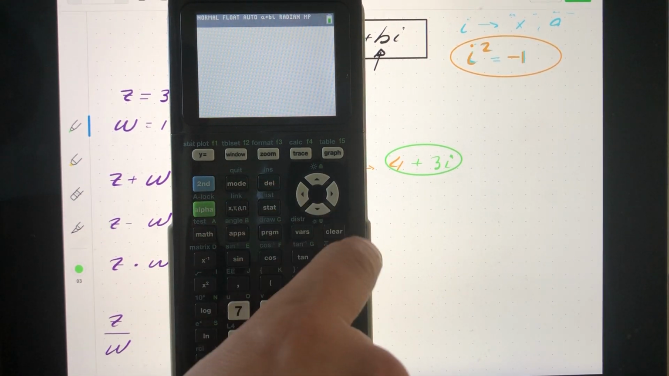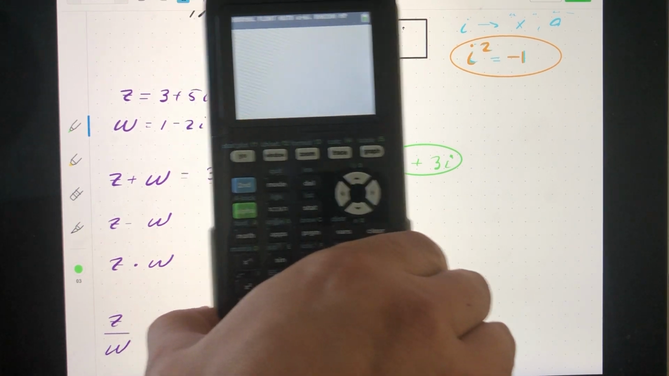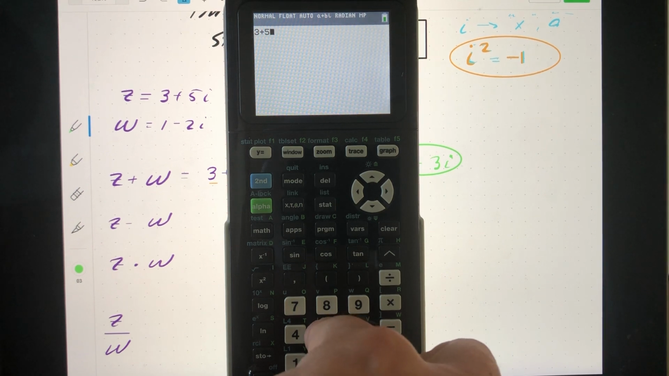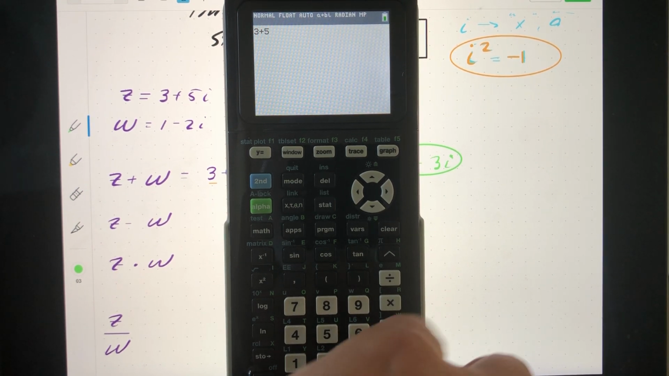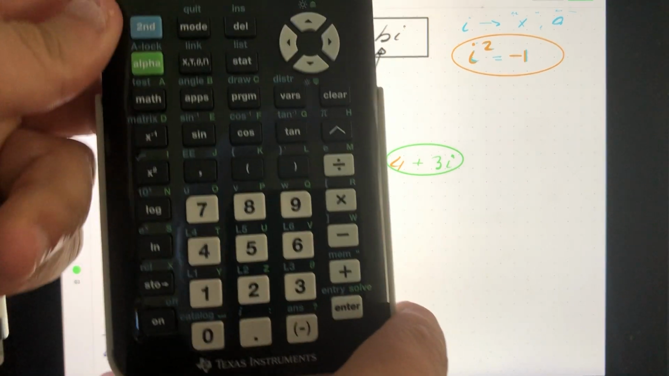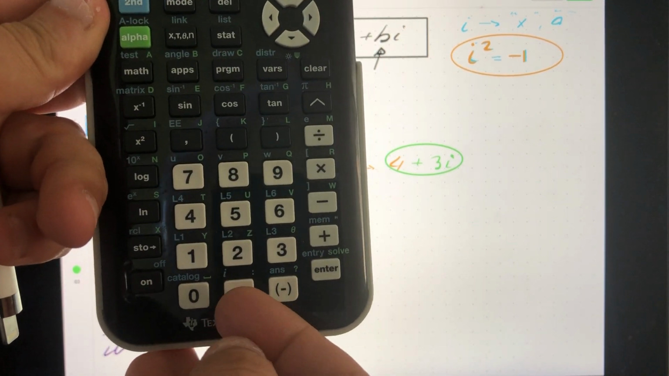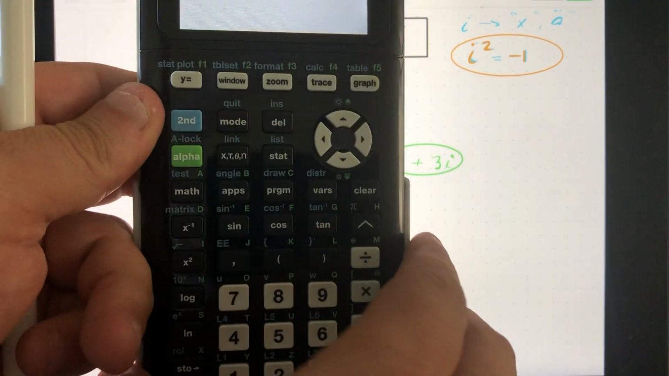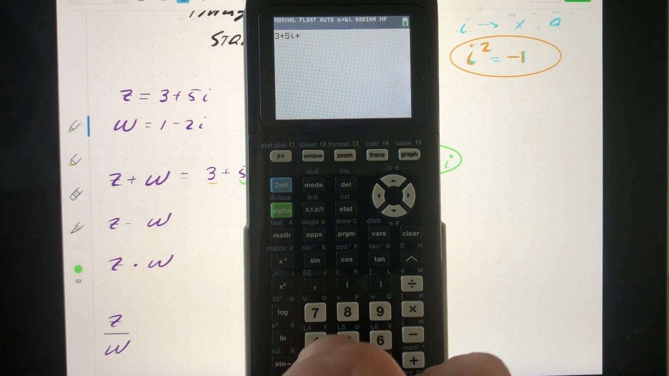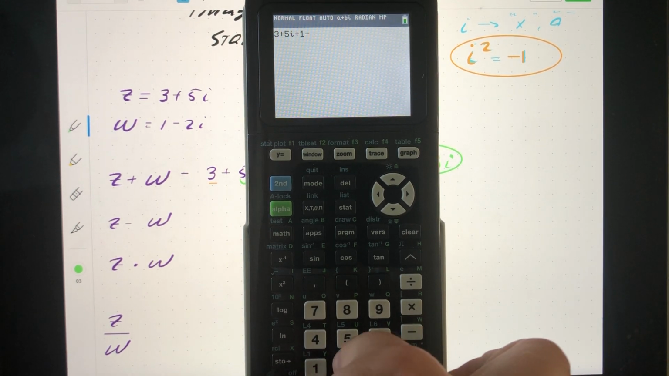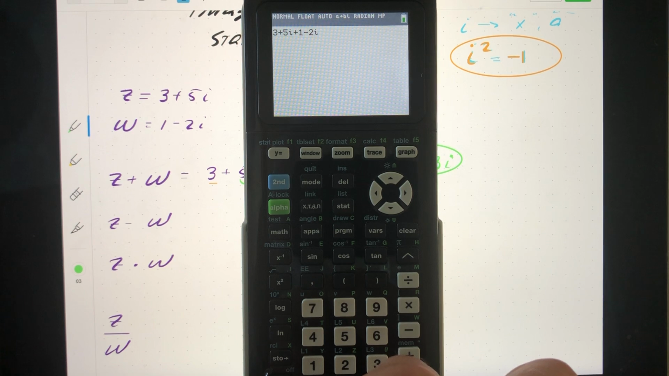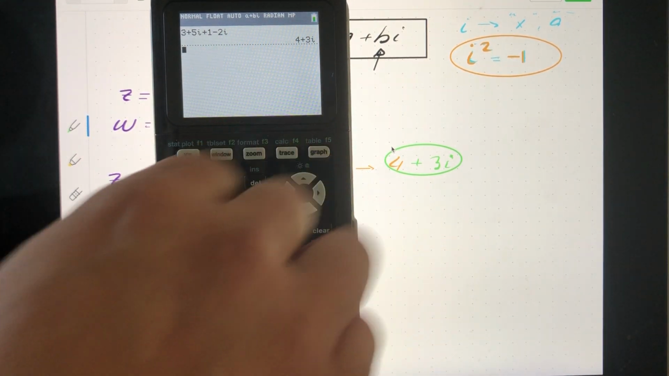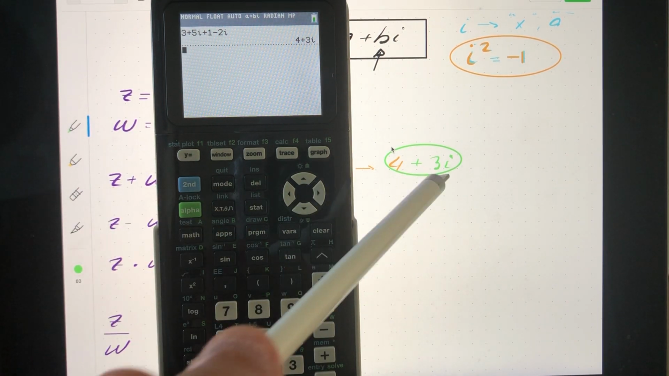So now we can simply type in the question just as it was. So 3 plus 5, and there is an i button where the dot is. So here on the calculator, where the dot is, that's the i button. So if we press the second dot, that's the i. Plus, and then comes the second number, 1 minus 2i, second dot, and hit enter. So here is our answer, 4 plus 3i, 4 plus 3i using the calculator, and 4 plus 3i by hand.